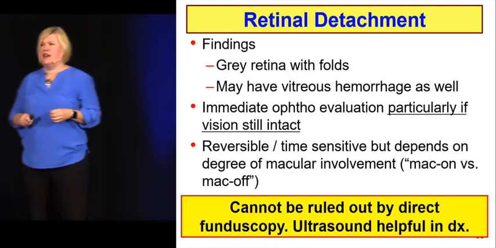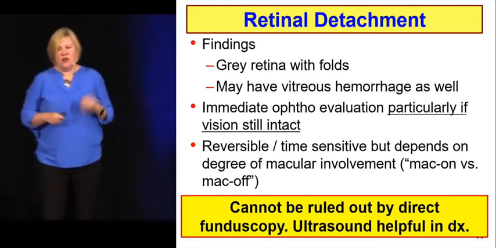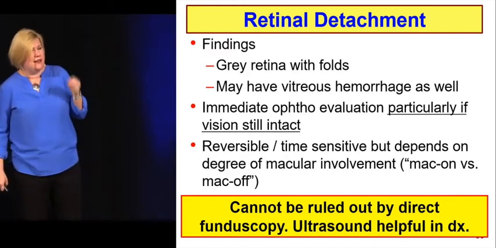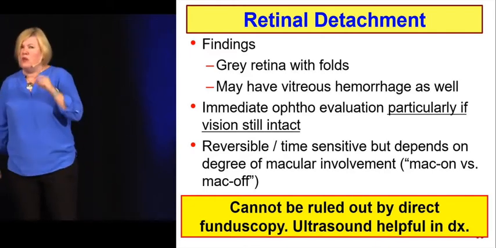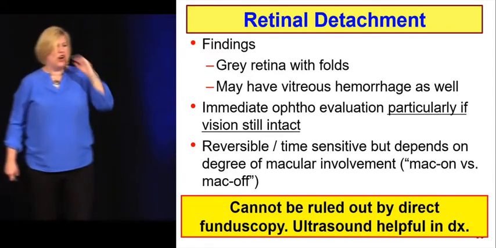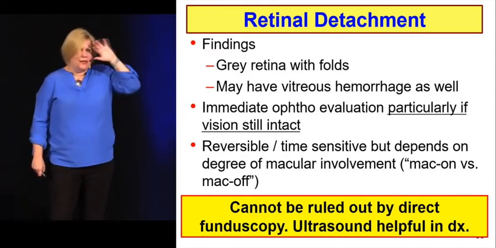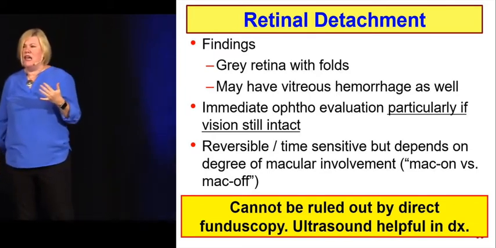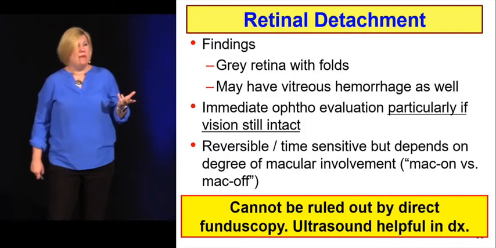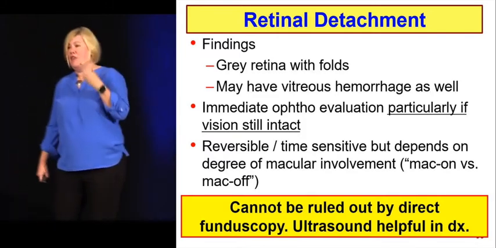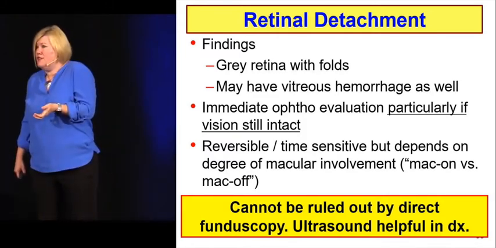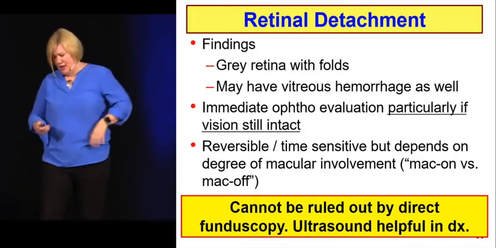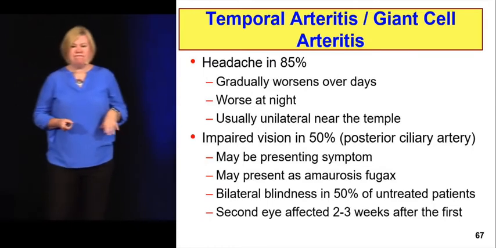But just to know that ultrasound has really helped us get this diagnosis a little more confidently. Especially if the vision is still intact, if there is still some vision, that really is an emergent ophtho referral for sure. If they've lost their vision completely, it's a macula-off type of retinal detachment, not quite as emergent for the ophthalmologist. Often there's not much they can do to save that vision. So if it is macula-on, they have some vision left, definitely possibly reversible, time sensitive, versus macula-off, not quite as emergent if they've already lost their vision.